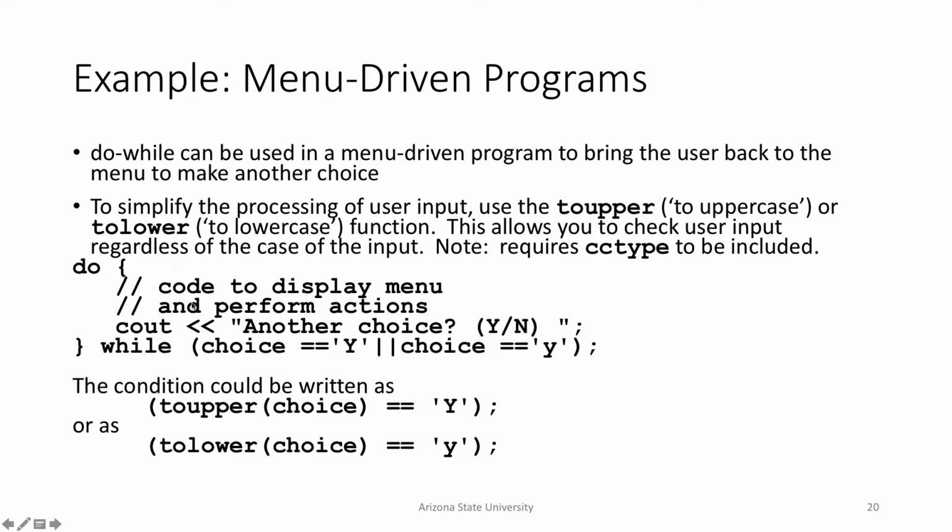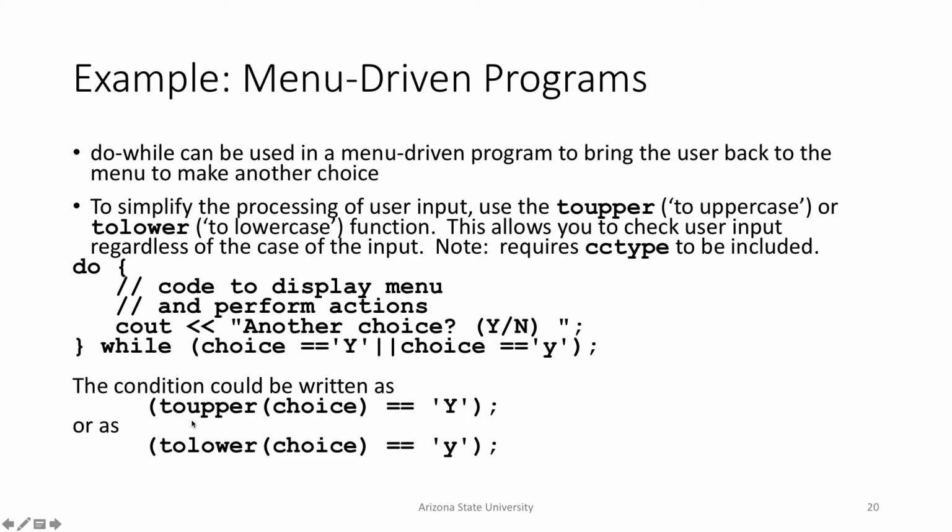So what if choice was initially set to capital Y, for instance? What would happen in this loop? It'll run infinitely many times because I don't ever update the choice variable in here. I print another choice, but it's never updated. So what would I need to do to fix this? Put a cin after the cout line.